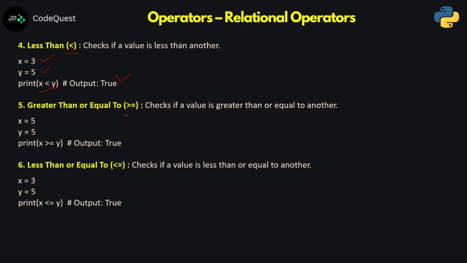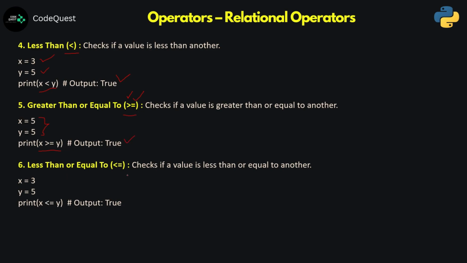Now greater than or equal to is a combination. It is going to see whether the first value is larger than the second. If not, it is going to verify whether the first value is equal to the second one. In this context, you can see 5 and 5. When I'm checking x greater than or equal to y, 5 greater than 5 is false, whereas 5 equal to 5 is true. Hence, the result is true.